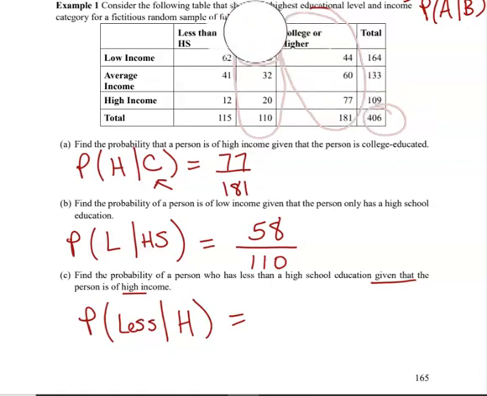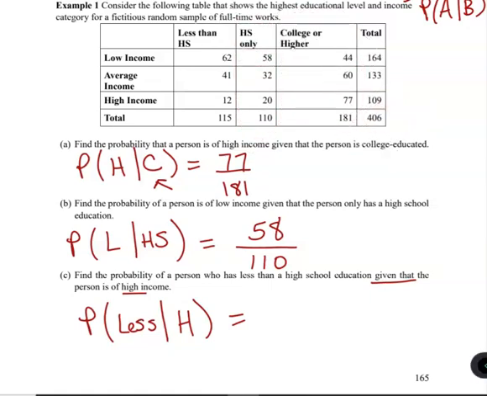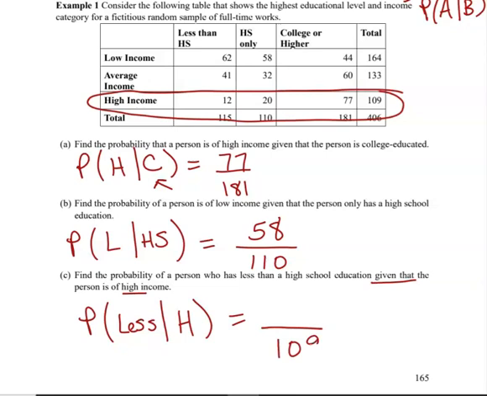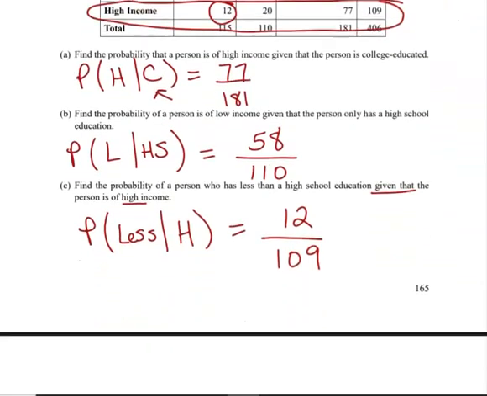Remember to start with your denominator. So the denominator, let's take a look. High income, I'm looking at this group right here, only the high income people. Of the high income people, I have 109 in that group. How many in that group said they have less than a high school education? That would be this group right here. So that's 12 out of 109.